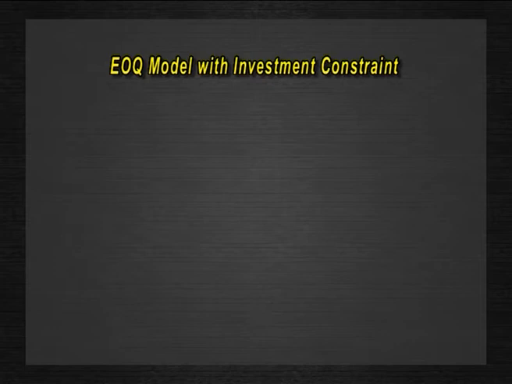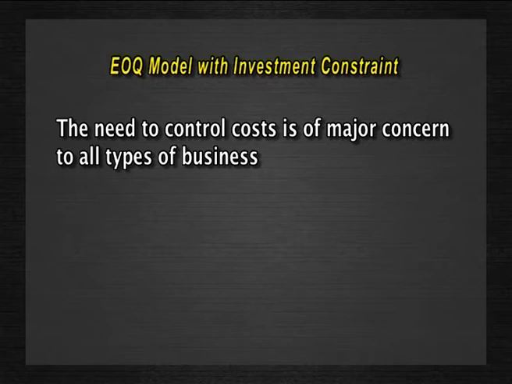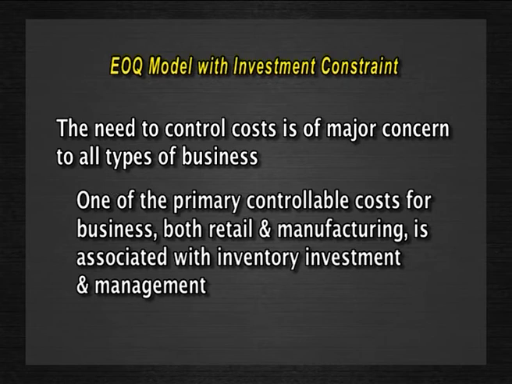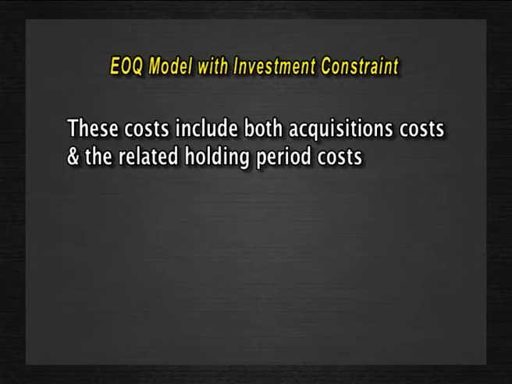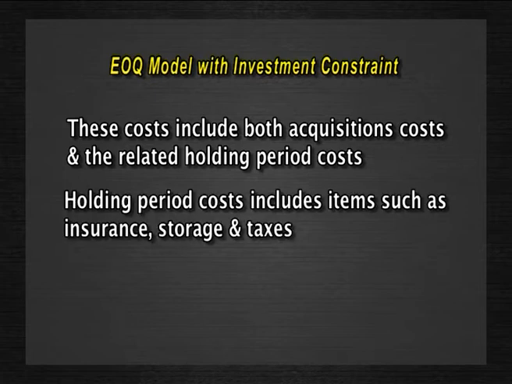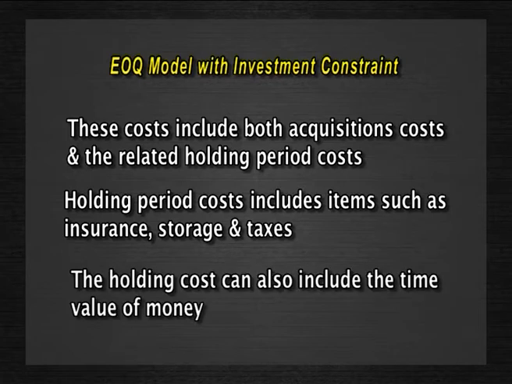Now coming to the EOQ model with investment constraint. The need to control cost is of major concern to all types of business. One of the primary controllable costs for business, both retail and manufacturing, is associated with inventory investment and management. These costs include both acquisition cost and the related holding period cost. Holding period costs include items such as insurance, storage and taxes. The holding cost can also include the time value of money.